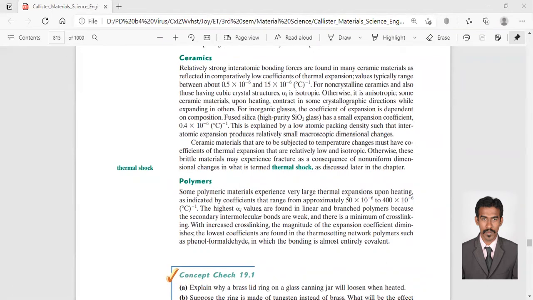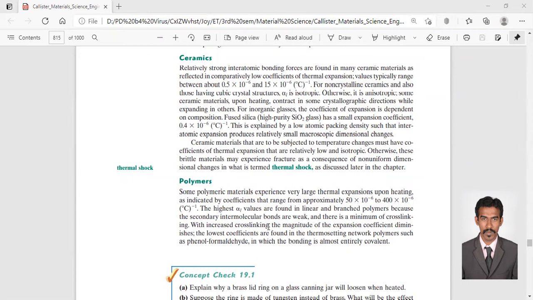The highest alpha values are found in linear and branched polymers because the secondary intermolecular bonds are weak, right? So when we are talking about these polymers, I told you, if the structure is to be strengthened, then interconnecting chains must be there and aromatic links should be there, right?